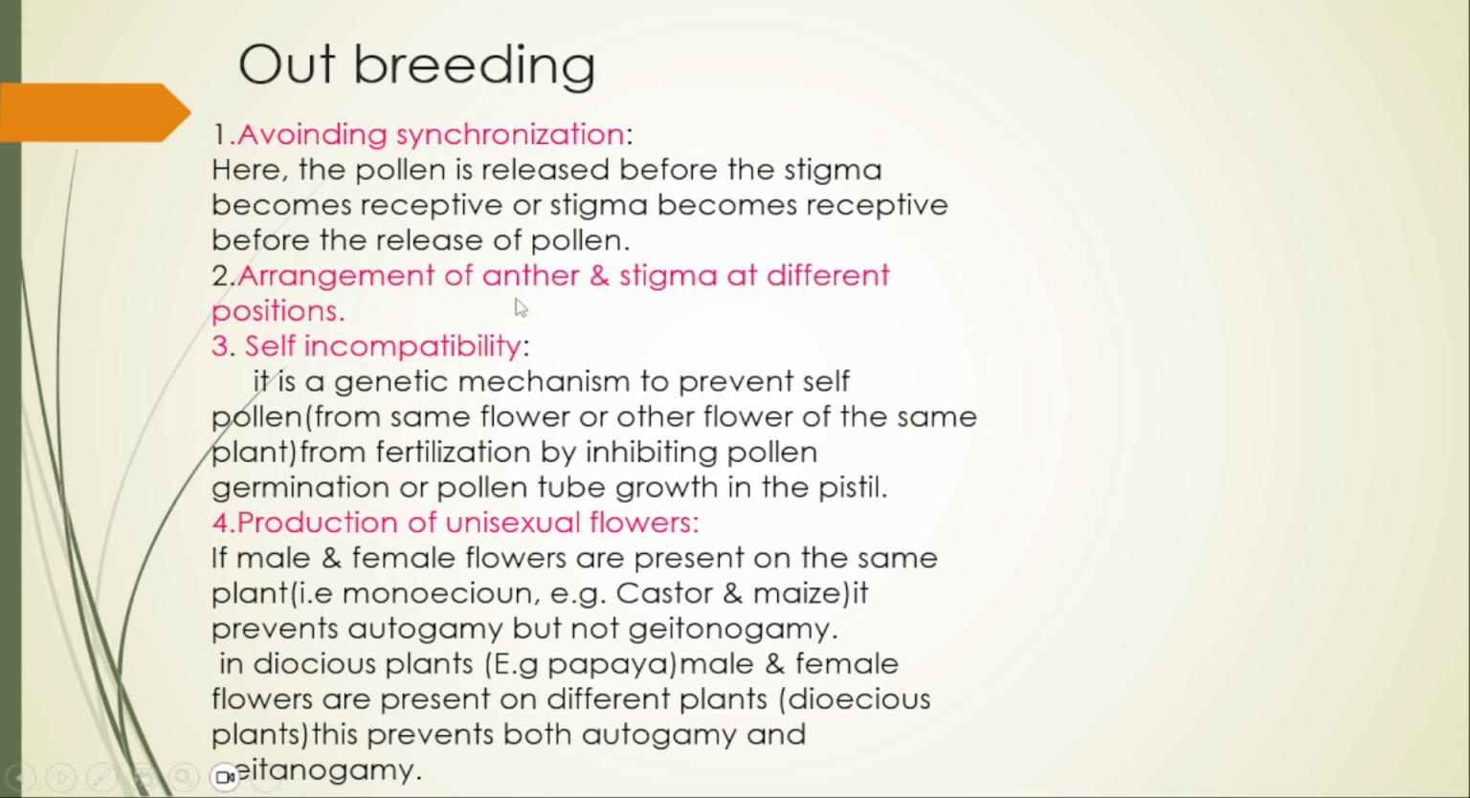Second one, arrangement of anther and stigma at different positions. If the anther and the stigma are at different positions, there will be very little chance of pollination. Next, self-incompatibility. It is a genetic mechanism to prevent self pollen, that is from the same flower or from another flower of the same plant, geitonogamy, from fertilization by inhibiting pollen germination or pollen tube growth in the pistil.